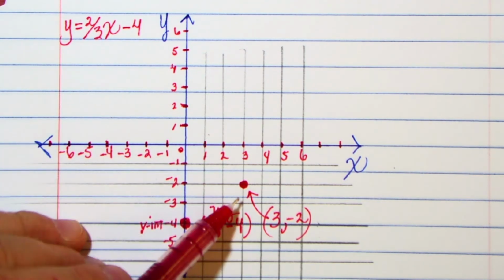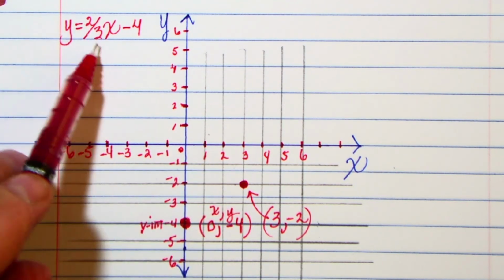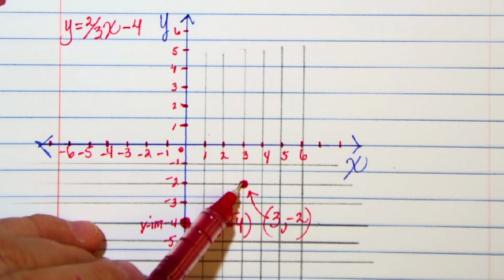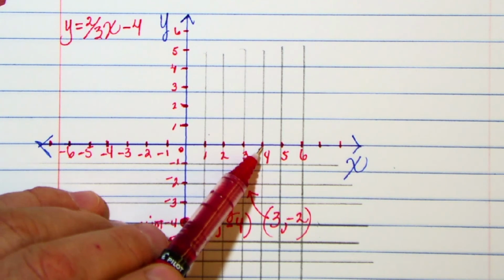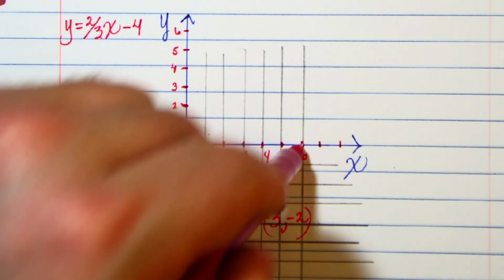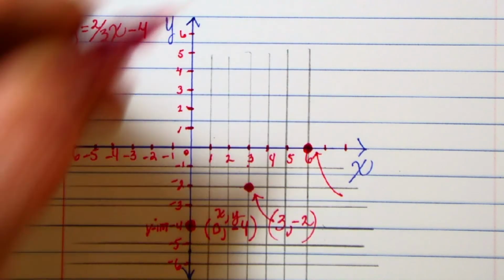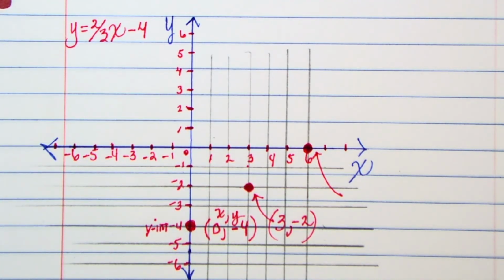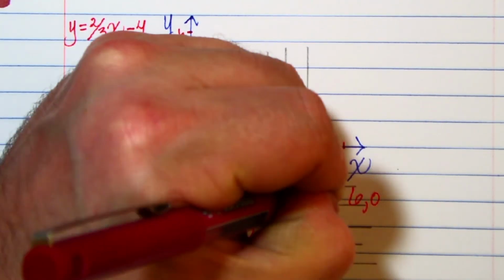I want you to put your pen on that point you just plotted and do it again. Go up 2, over 3 from that new point. Ready? Up 1, up 2, over 1, 2, 3. What are the coordinates right there? x comma y: 6, comma 0. 6 comma 0. Very good.